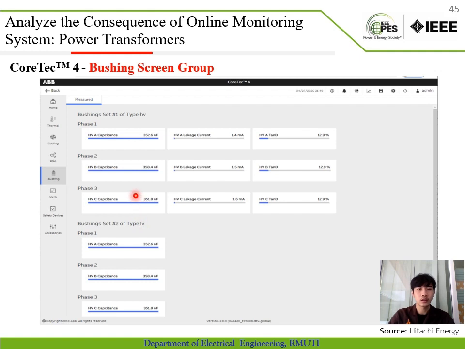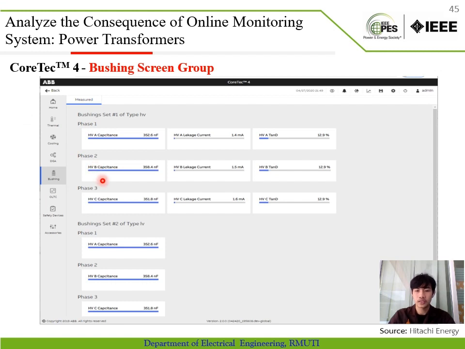Bushing online monitoring. On this display screen, there are two sets of bushings that measure high voltage phase A, phase B, and phase C. It measures the capacitance, leakage current, and tan delta data of high voltage bushings. The limit value is based on the drawing design of the power transformer that is configured by the operator. Capacitance and tan delta data are recognized as some of the main diagnostic parameters of bushing insulation condition, since these two parameters are directly impacted by degradation of the insulation.